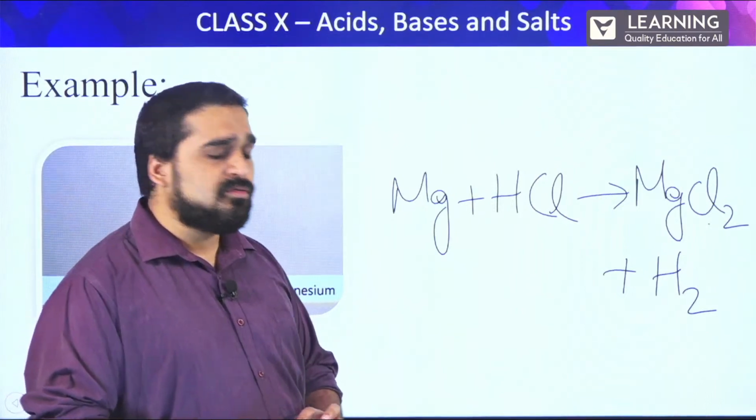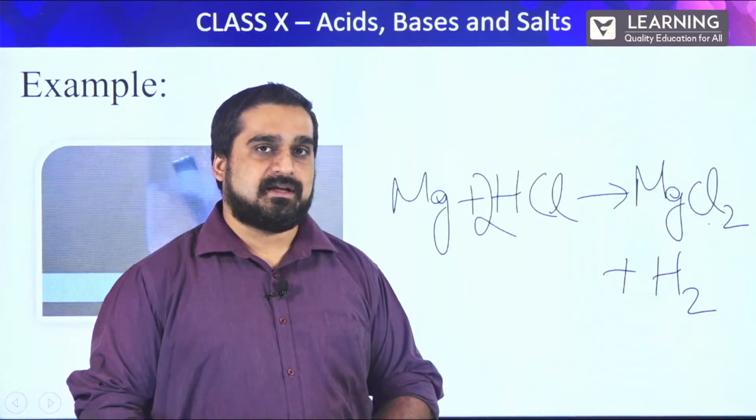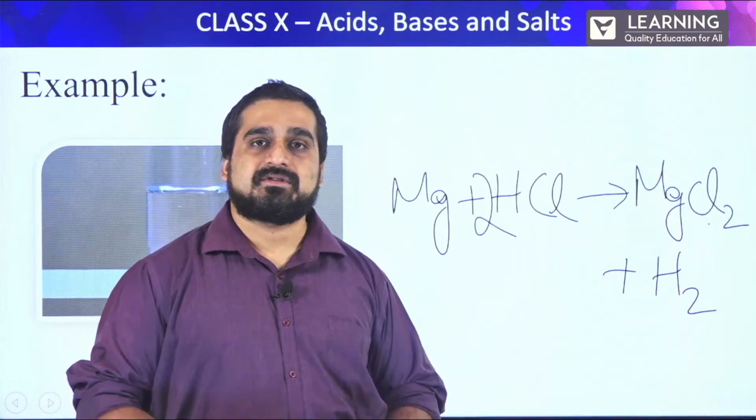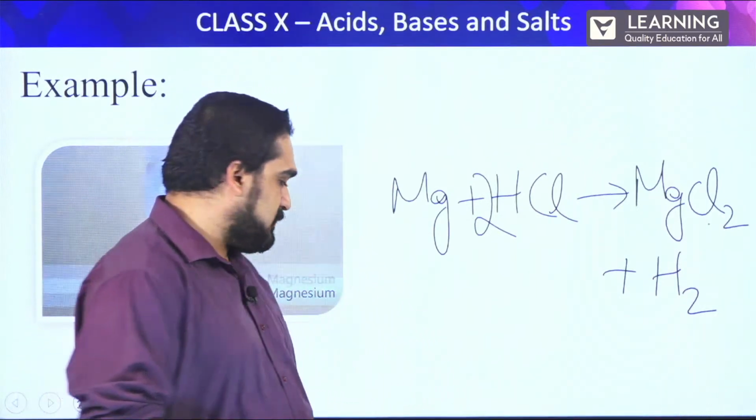Therefore, what must we do? Increase this by 2 HCl. Now you have 2 hydrogen atoms, 2 chlorine atoms. Therefore, the given chemical equation is now balanced.